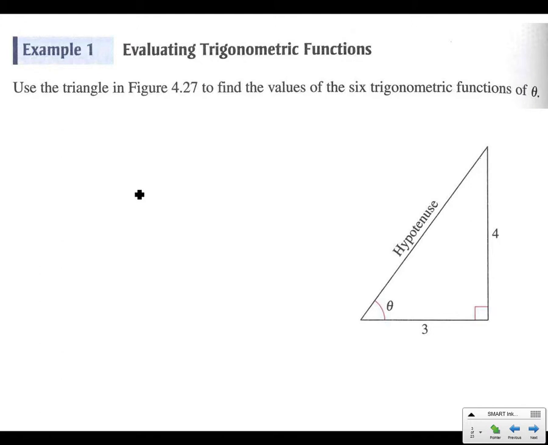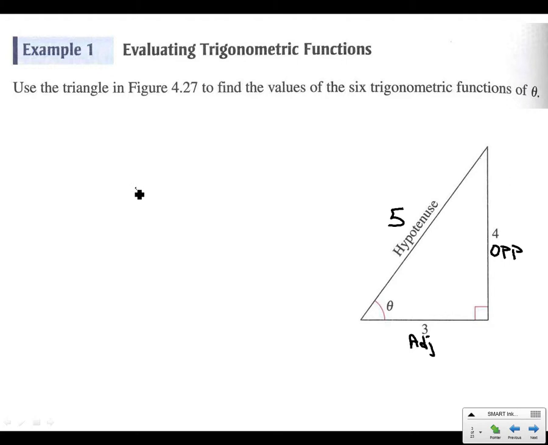So let's go ahead and use this. We have a triangle, we have an angle theta, and we have the adjacent and the opposite sides. The hypotenuse here we don't know, but we should be able to come up with it using our old friend the Pythagorean theorem. That's going to be 5, right? 3 squared plus 4 squared is 5 squared.